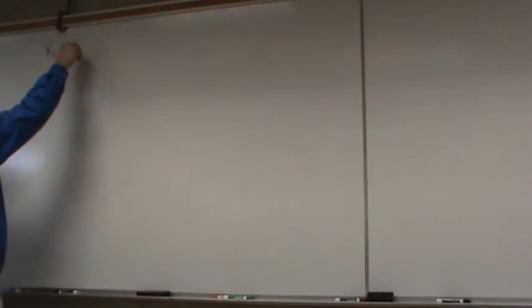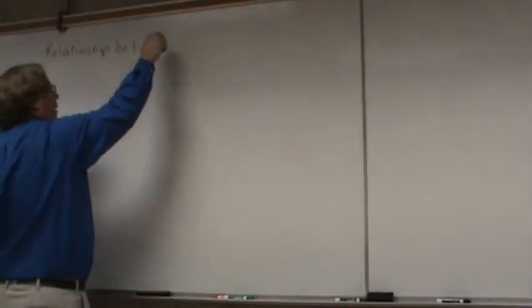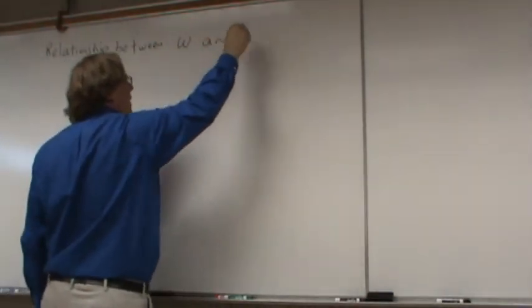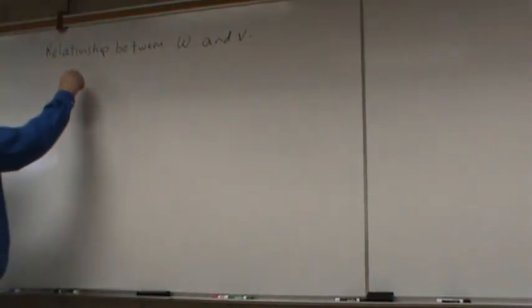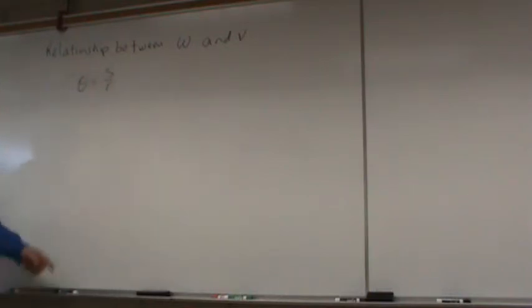First of all, a relationship between omega and v. Okay? Here's the thing. You know that theta equals s over r. So there's a relationship between angular displacement and linear displacement. Angular displacement equals the linear displacement divided by the radius of whatever circle it happens to be rotating in.